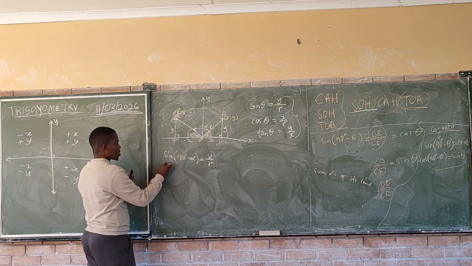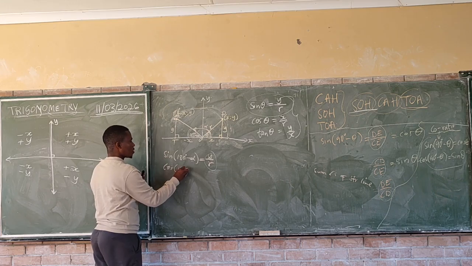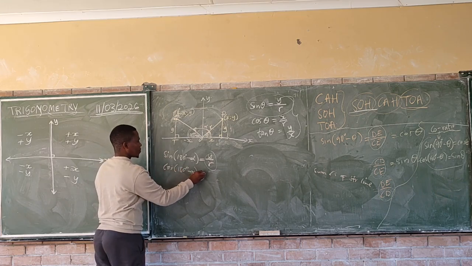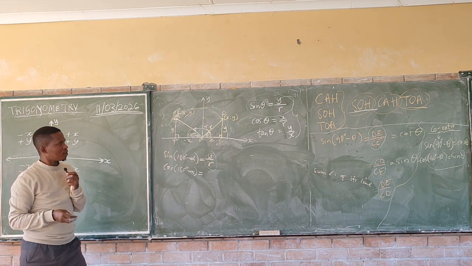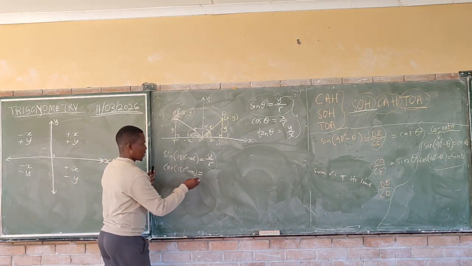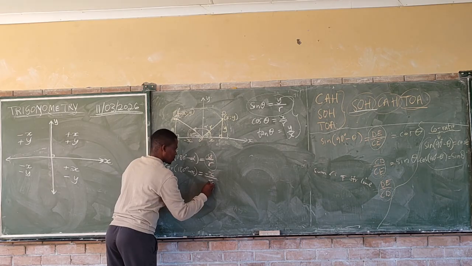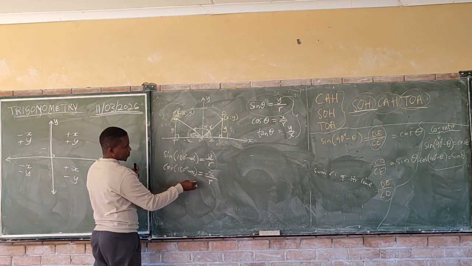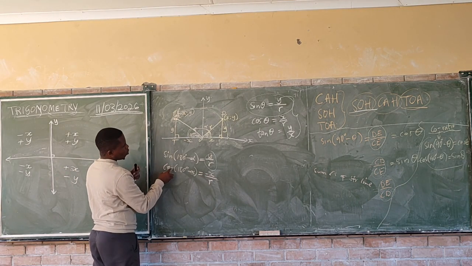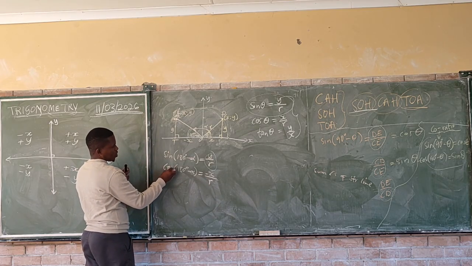What do we have? Cos of 180 degrees minus alpha. What will be there? It will be what? Negative x over r. Negative x over r. So now, of course, you can see that that would be negative x over r. So now let's check this other one.